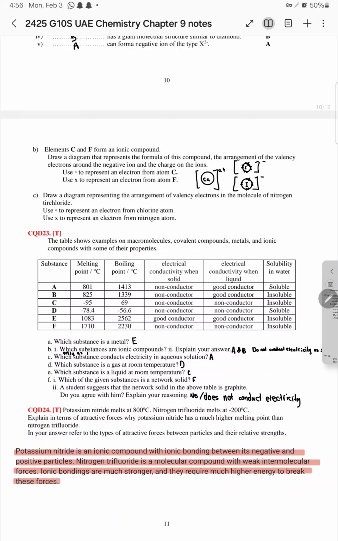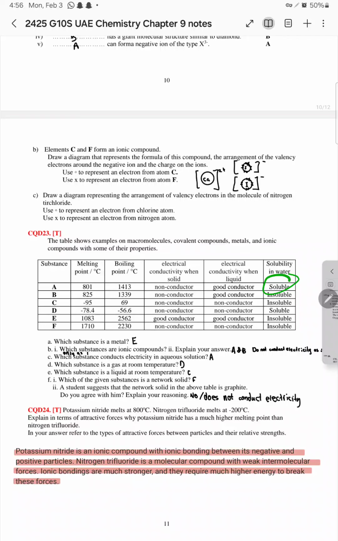Now, which of the substances conducts electricity in aqueous solution? How did you know this? You're gonna say, oh, A and B again. No, it's not. Because why? In an aqueous solution means dissolved in water. And when you see dissolved in water, you can't have something insoluble dissolved in water. So the only one that's a good conductor in liquid and is soluble in water is A. So A is the one that can conduct electricity in aqueous solution.